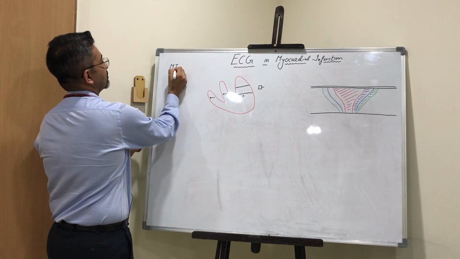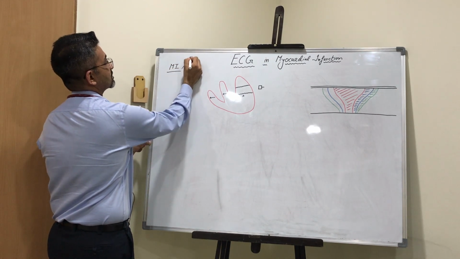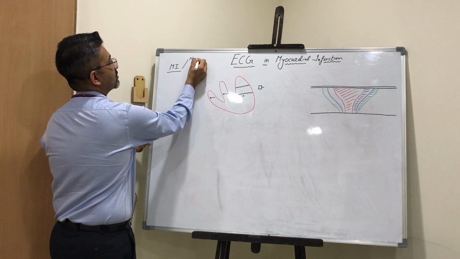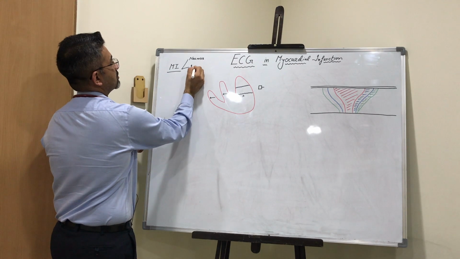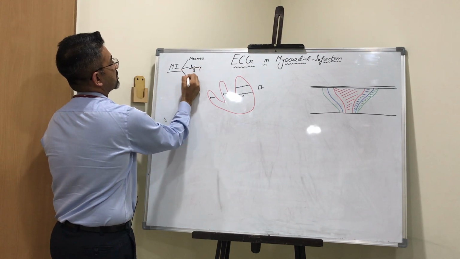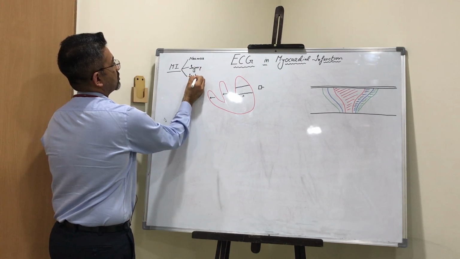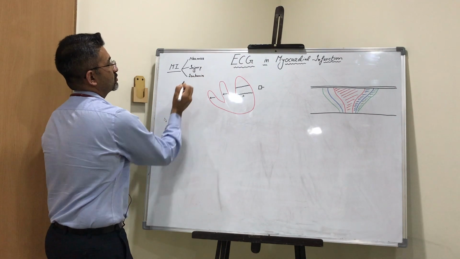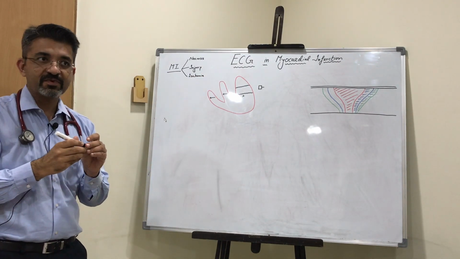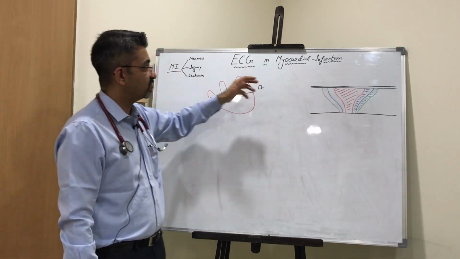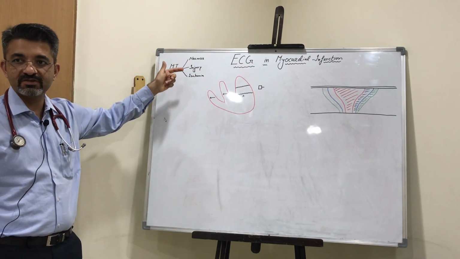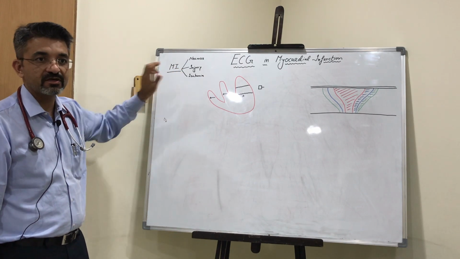When we talk about myocardial infarction, we are talking about three things. One is necrosis, other is injury, and third is ischemia. So whenever there is an abrupt blood supply loss to a portion of myocardium, these three things happen: necrosis, injury, and ischemia.